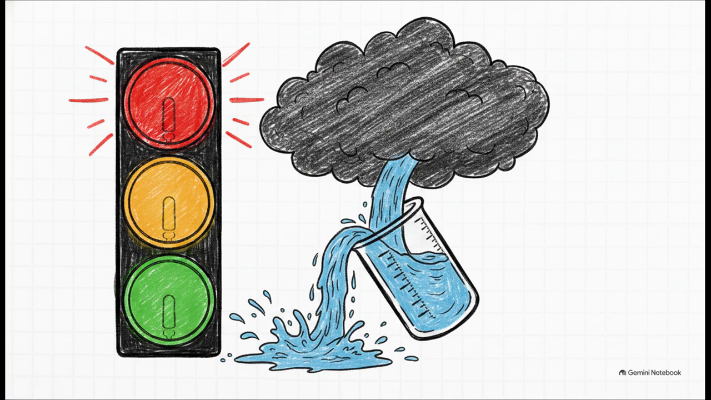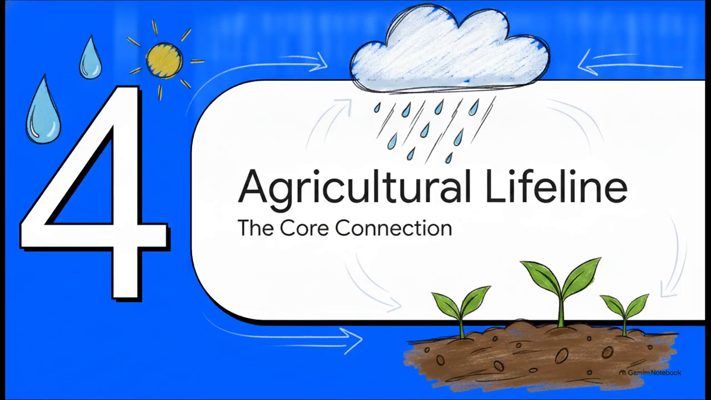Now, an important note here. A red alert isn't just a generic bad weather warning. It's a very specific quantitative alert for extremely heavy rainfall exceeding 204.5 millimeters, meaning authorities need to prepare for immediate impacts. All right, moving into part 4, India's agricultural lifeline.